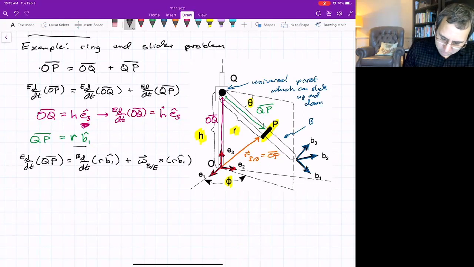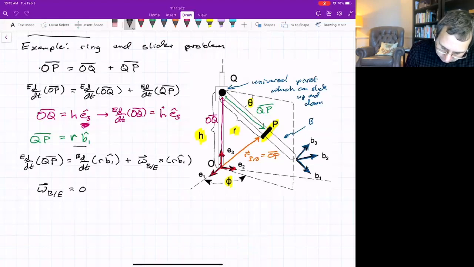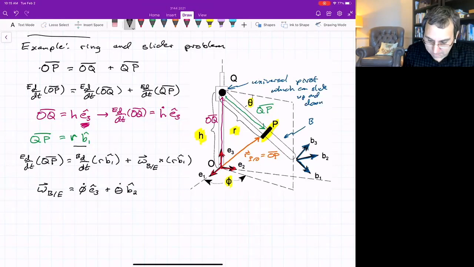So what is omega B with respect to E? It is, we write the angular rate as well as the axis. And this is actually two rotations. So we could write it as phi dot E3 plus theta dot B2. Okay.